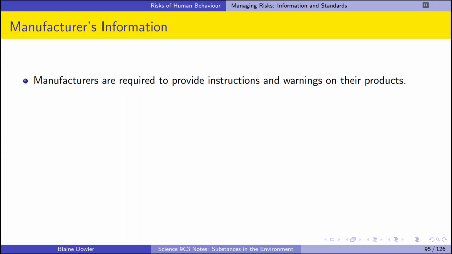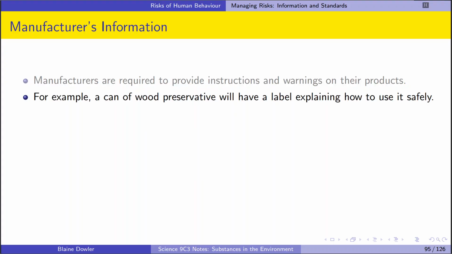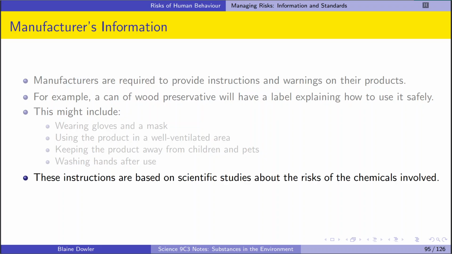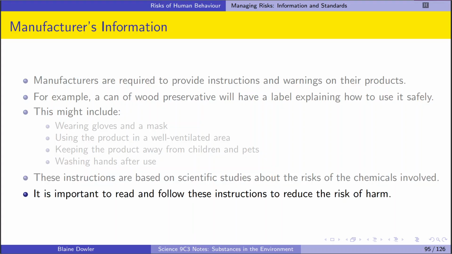Manufacturers' information. Manufacturers are required to provide instructions and warnings on their products. For example, a can of wood preservative will have a label explaining how to use it safely. This might include wearing gloves and a mask, using the product in a well-ventilated area, keeping the product away from children and pets, washing hands after use. These instructions are based on scientific studies about the risks of the chemicals involved. It is important to read and follow these instructions to reduce the risk of harm.